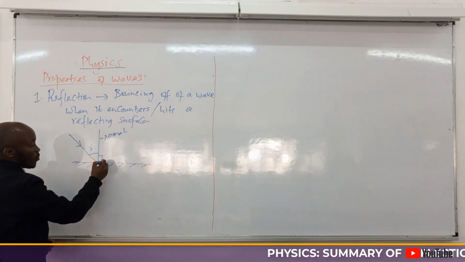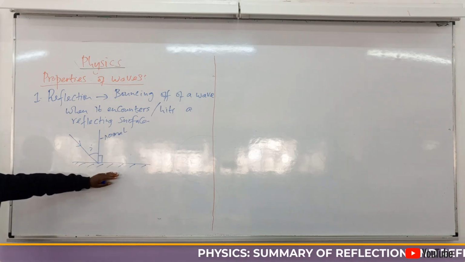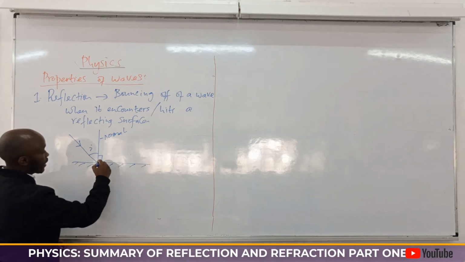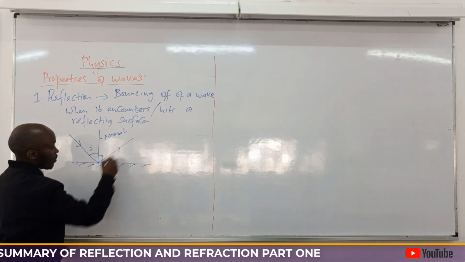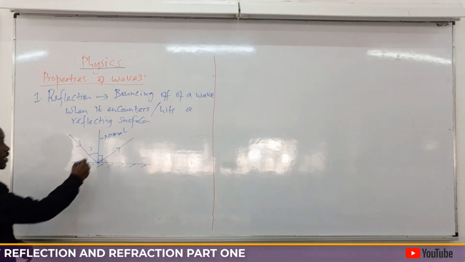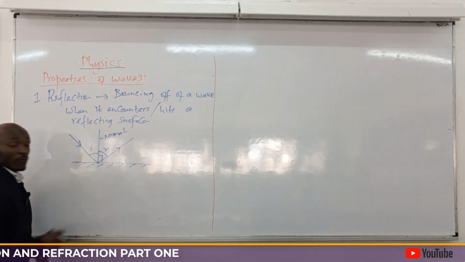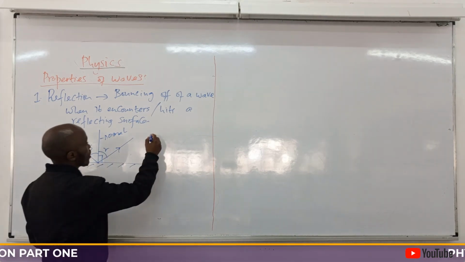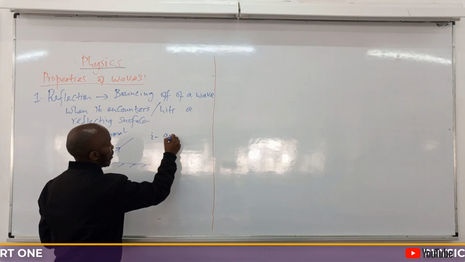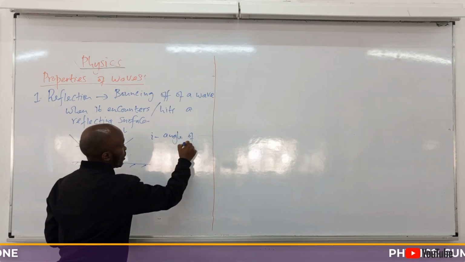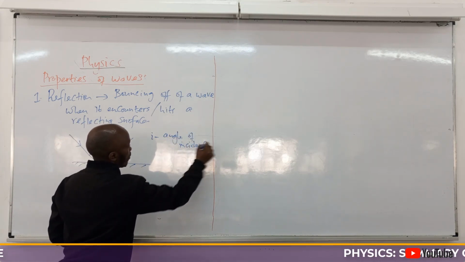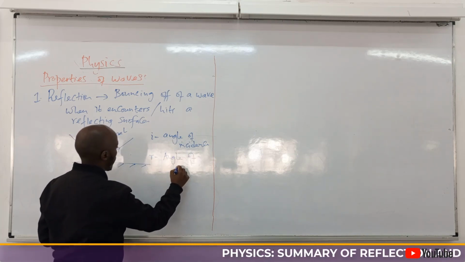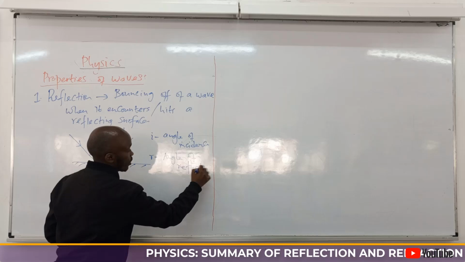Hope you remember that the normal is always perpendicular to the reflecting surface. So this being the angle of incidence, it will be reflected off the surface at an angle called the angle of reflection. And these two angles, I is the angle of incidence and R is the angle of reflection.